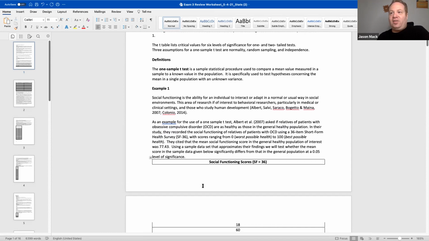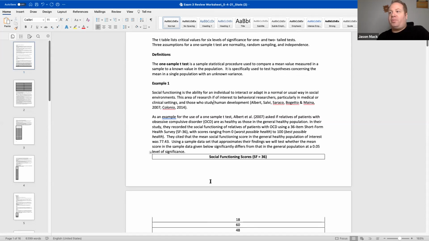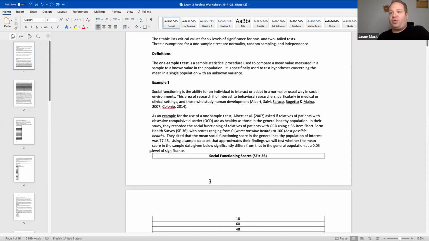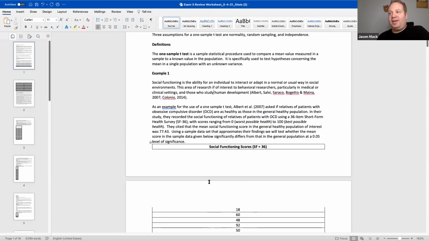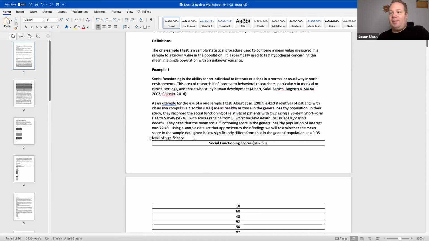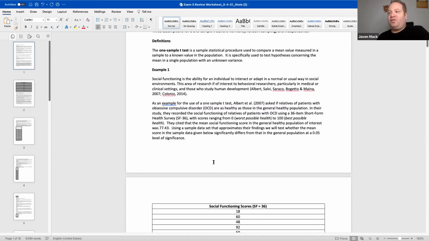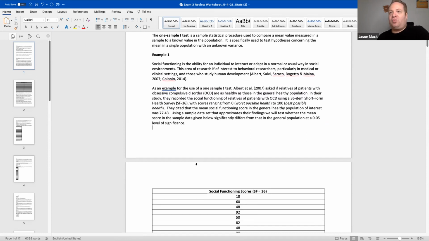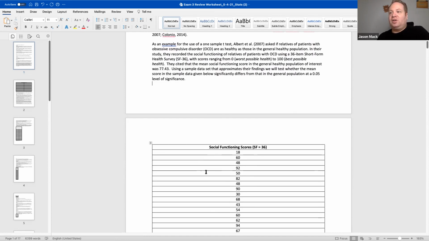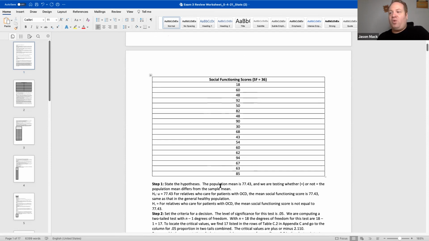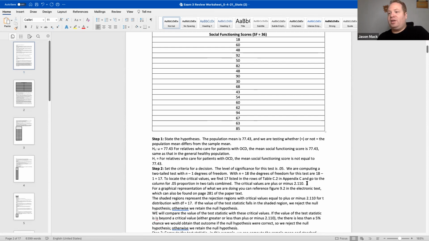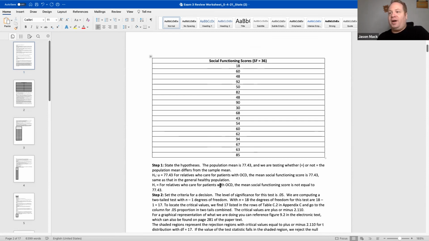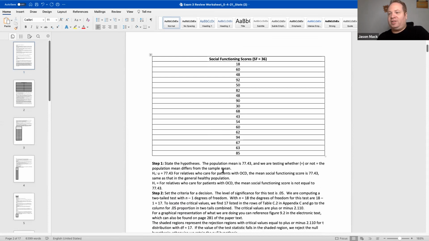They cited that the mean social functioning score in the general healthy population of interest was 77.43. Using a sample data set that approximates their findings, we will test whether the mean score in the sample data given below significantly differs from that in the general population at a 0.05 level of significance. So here are our scores. You may want to put these in Excel. For what I'm going to walk you through, you don't necessarily have to do that, but putting stuff in Excel a lot of times can help.